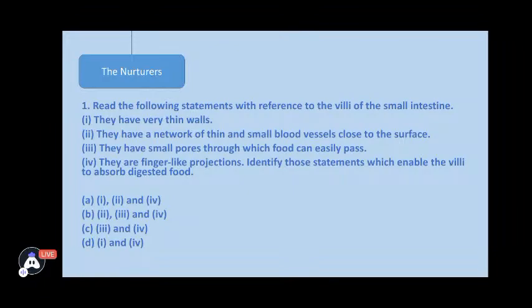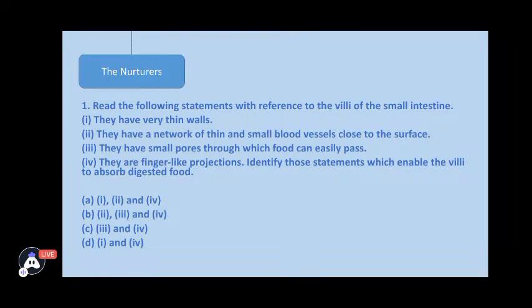Okay, so you need to tell which of the following is the correct statement, or what functions they serve. So which is the correct option? First, they say that they have thin walls. Second, they have a network of blood vessels close to the surface. Third, they have small pores through which food can easily pass. Or fourth, they have finger-like projections.